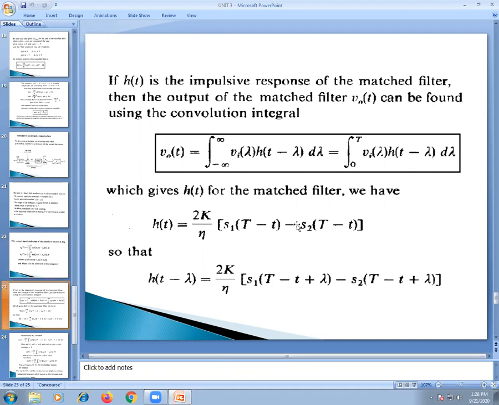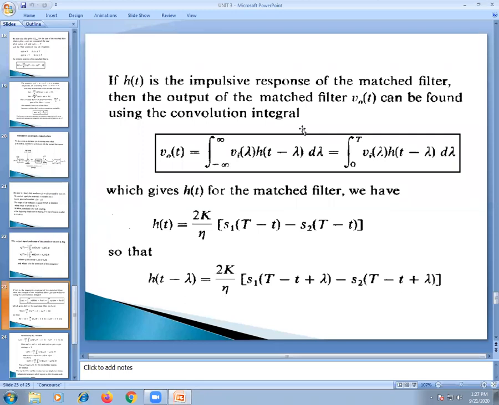Now, if h of t is the impulse response of the matched filter, then the output of the matched filter, v naught of t, can be found using the convolution integral. The time domain signal is converted into the frequency domain, and the multiplication is converted to a convolution.